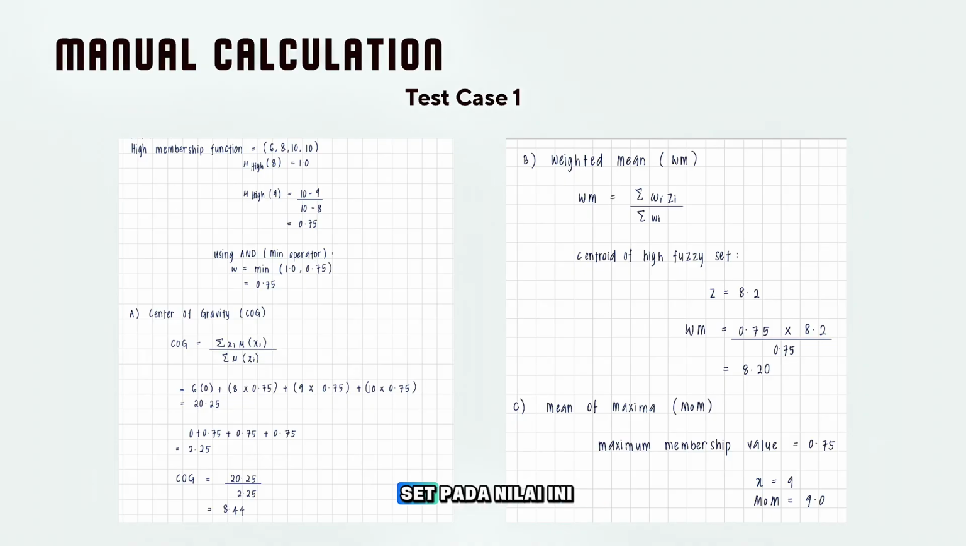Kita clip output fuzzy set pada nilai ini dan ambil titik penting, iaitu 6, 8, 9, 10 dengan membership masing-masing 0, 0.75, 0.75, 0.75. Using center of gravity method, kita kira jumlah setiap titik X didarab dengan membershipnya dibahagikan dengan jumlah semua membership. Ia akan menghasilkan COG equal to 8.44. Method weighted mean menggunakan centroid high fuzzy set Z equal to 8.2 menghasilkan WM equal to 8.2. Manakala min of maxima ambil peak dominant pada X equal to 9. Jadi min of maxima equal to 9.0.